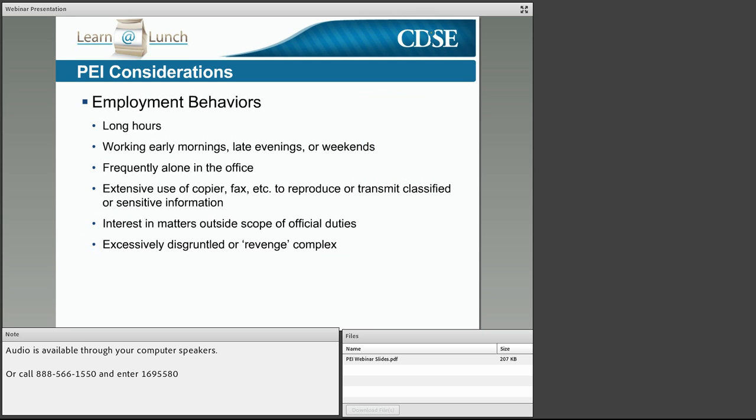Some behaviors at the office could be indicative of espionage: working long hours or coming in at odd times, being frequently alone in the office, extensive use of copier or fax to reproduce or transmit classified or sensitive information, or interest in matters outside the scope of official duties. These may indicate an employee is fulfilling a collection tasking from foreign intelligence. If an employee seems excessively disgruntled to the point of wanting to get revenge on the U.S. government, it could indicate the person may turn to espionage to harm the government. Next slide, please.